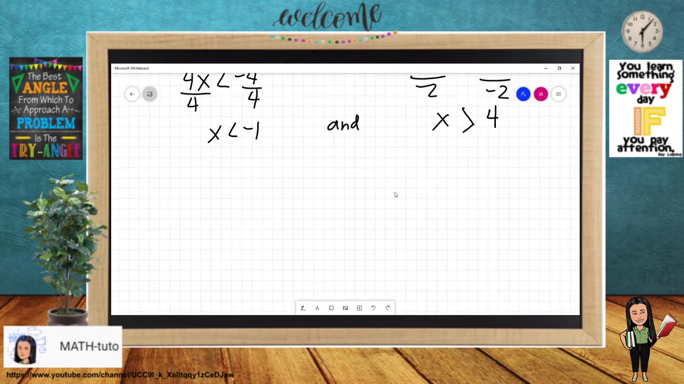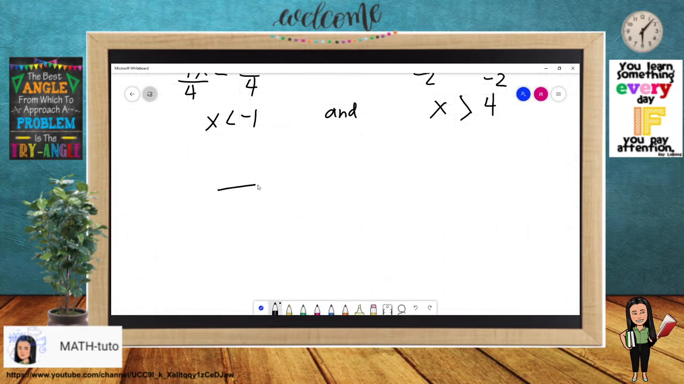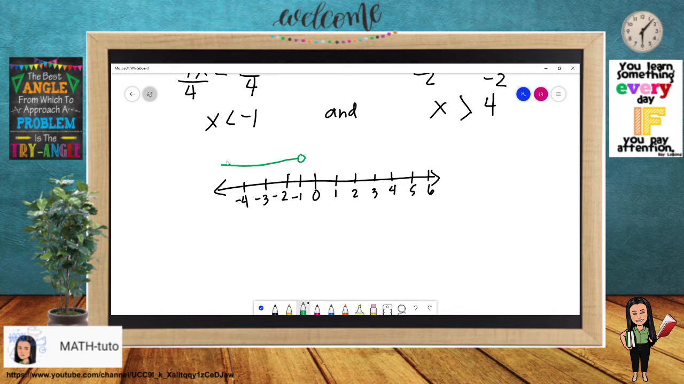Let us sketch the graph. Okay? So we have x is less than negative 1. Here I will put the 0. Negative 1, negative 2. Okay? So, the first one, we have x is less than negative 1. When we draw it, negative 1, less than, so we go to the left of negative 1. Negative 1 is not included. The next one, x is greater than 4. So, 4, going to the right because it is greater than.